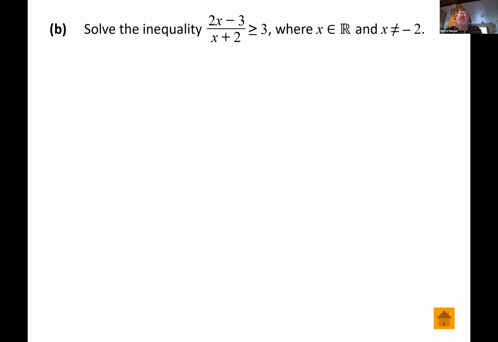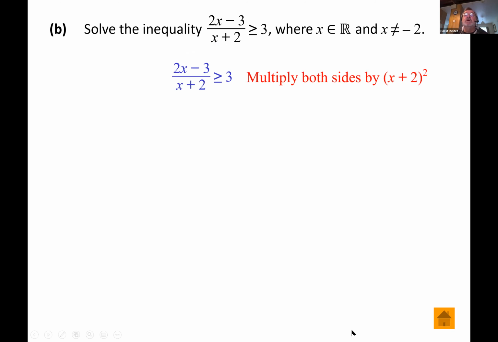So solve the inequality. What we're going to do, if we multiply both sides by x plus 2, yes, it will get rid of the denominator, and that would be the general way of handling these questions. But when it's an inequality, if we multiply by that number, if x is equal to minus 3, we've got a negative value there. And if you multiply an inequality by a negative number, the sign changes direction. All right, so that means to eliminate that, the methodology is to multiply both sides by the square. So the denominator in this case is x plus 2, so we're going to multiply by x plus 2 squared.